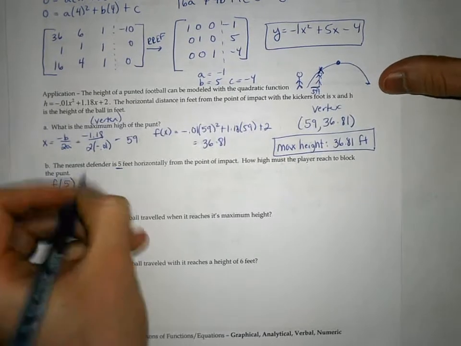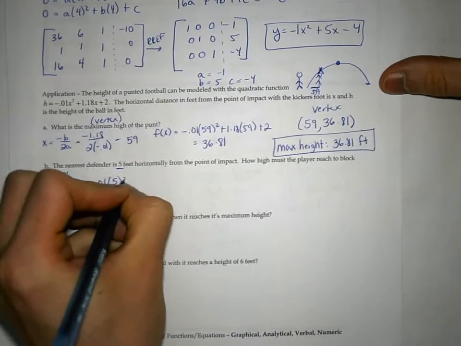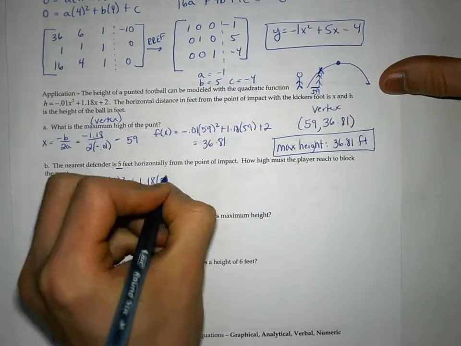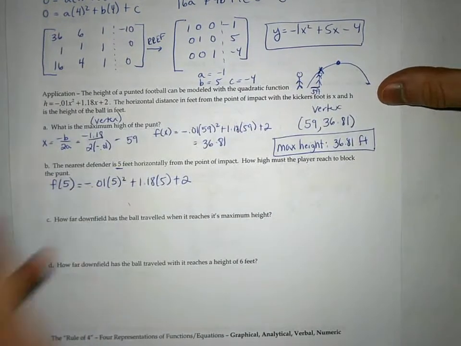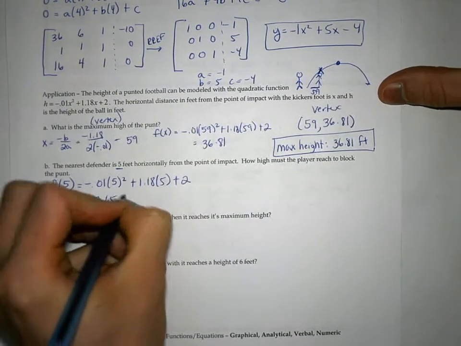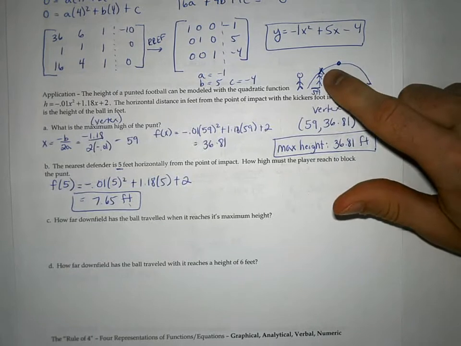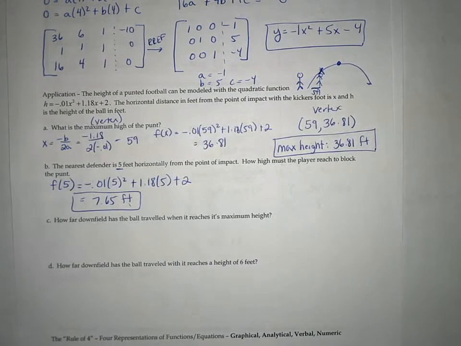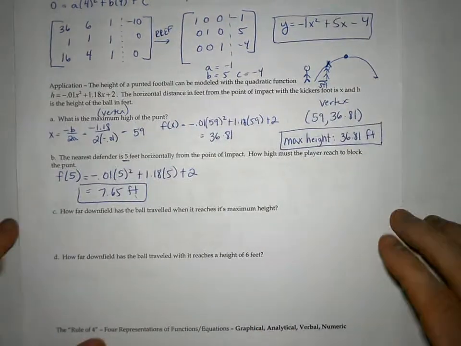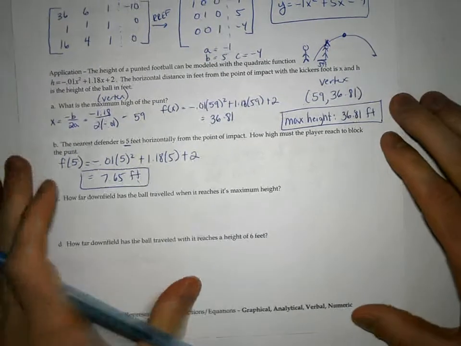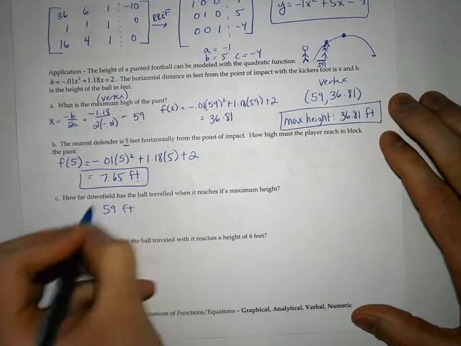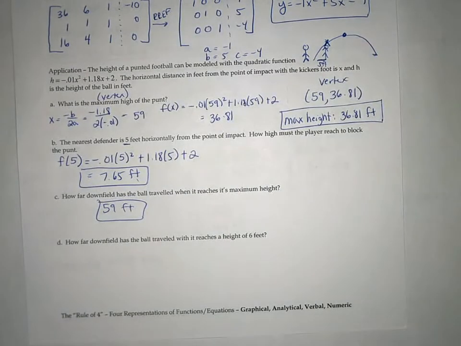F of 5 is equal to negative 0.01 times 5 squared, plus 1.18 times 5 plus 2, which is going to be 7.65 feet. So the defender must reach 7.65 feet into the air to tip the ball. As the ball, when it's only 5 feet away on the parabola path, is going to be 7.65 feet high. The third question, how far downfield has the ball traveled when it reached its maximum height? Well, we know that from the vertex, which has an x-coordinate of 59. It's 59 feet away from the punter when he kicks it, the horizontal distance.